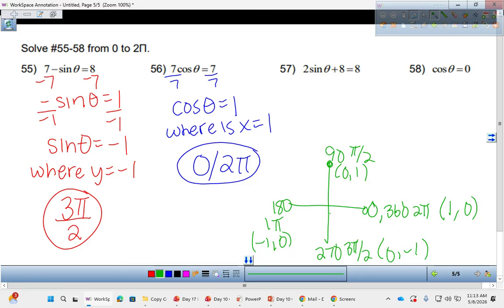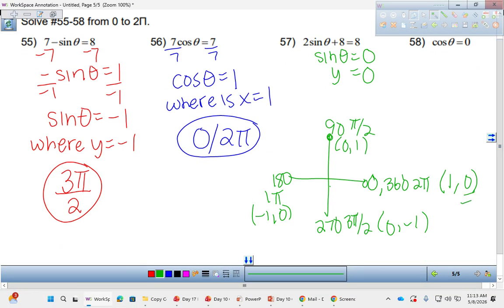When I get sine alone here, I end up with sine theta equals 0. So I'm looking for where y equals 0. It happens at the two sides there. And so then my answer is the angle at those two places. So I'll call 0 and 2 pi the same thing. And then pi.